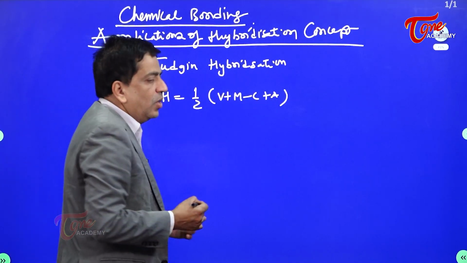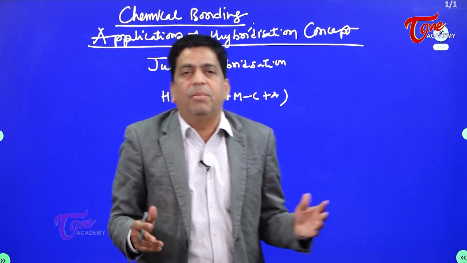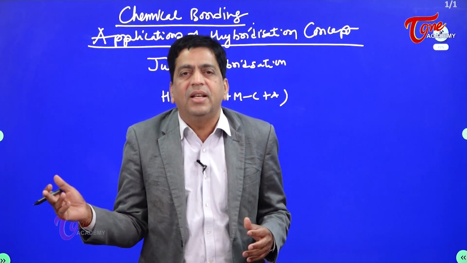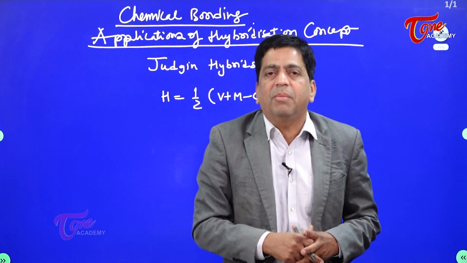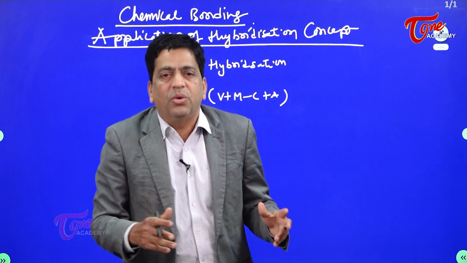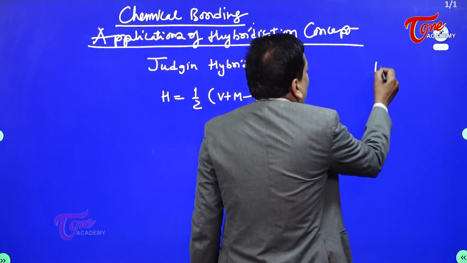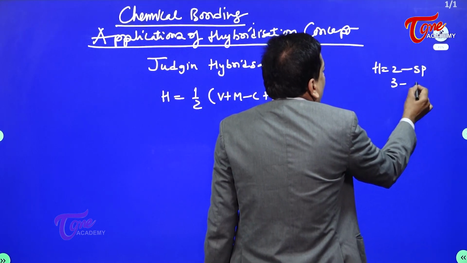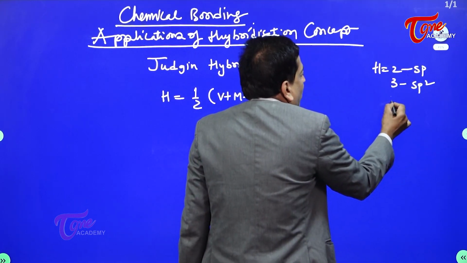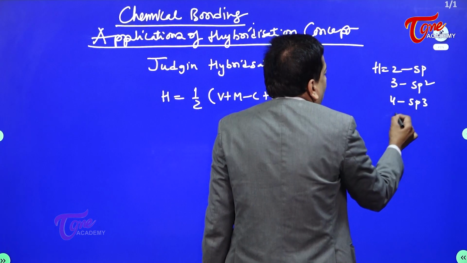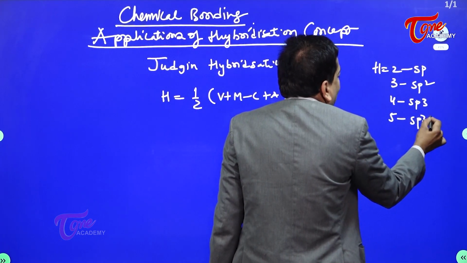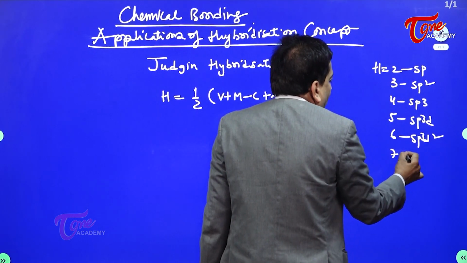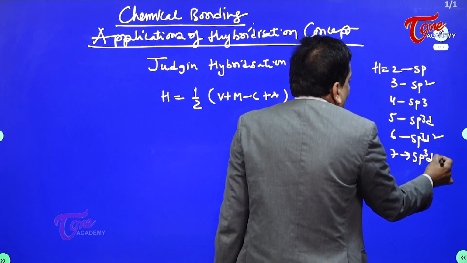Now, what is H here? I was telling you, it is the number of hybrid orbitals. It is absolutely a must to know the number of hybrid orbitals generated. Then only are we in a position to determine the hybridization. How do you determine? Simply, if H is 2, it is sp. If it is 3, it is sp2. If it is 4, it is sp3. If it is 5, it is sp3d. If it is 6, it is sp3d2. And 7, even sp3d3. You must understand.